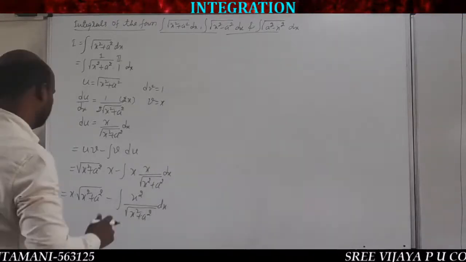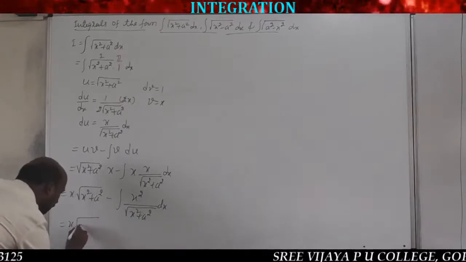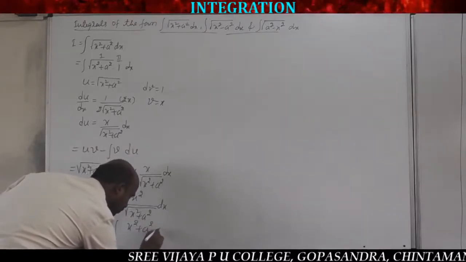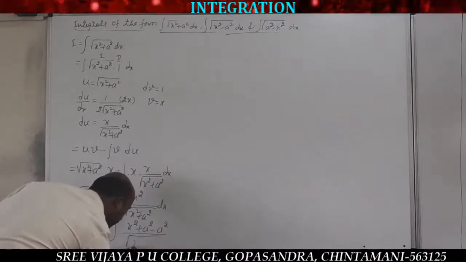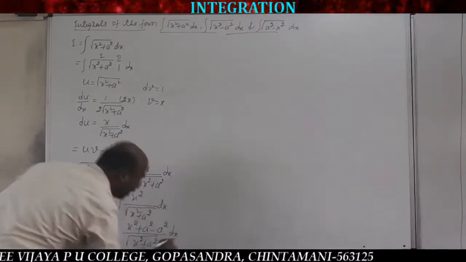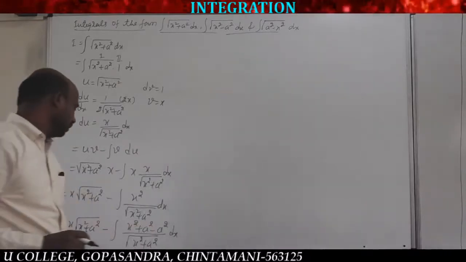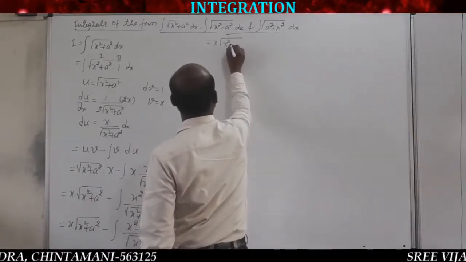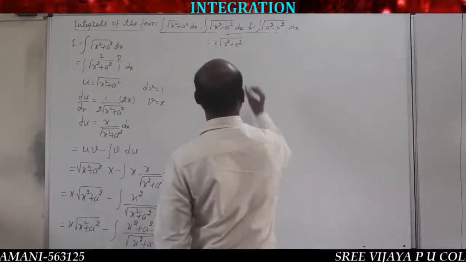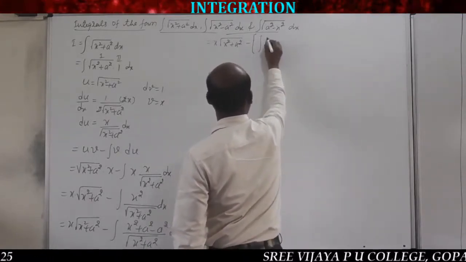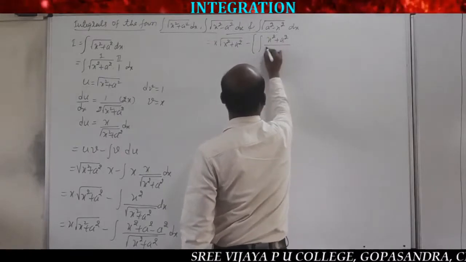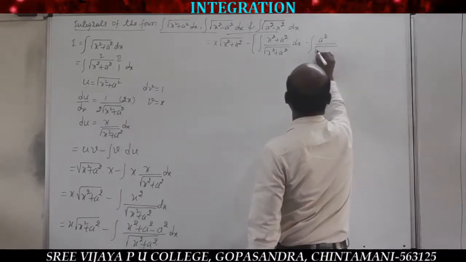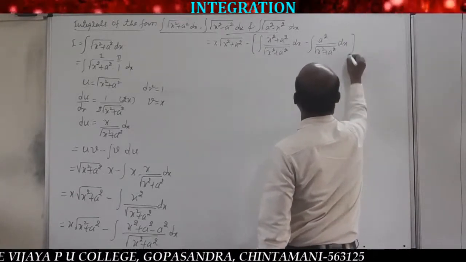So that is equals to x into root of x square plus a square, and here it is x square plus a square minus a square by root of x square plus a square with respect to x. Add and subtract a square. That is x into root of x square plus a square minus integral of x square plus a square by root of x square plus a square minus a square by root of x square plus a square with respect to x.